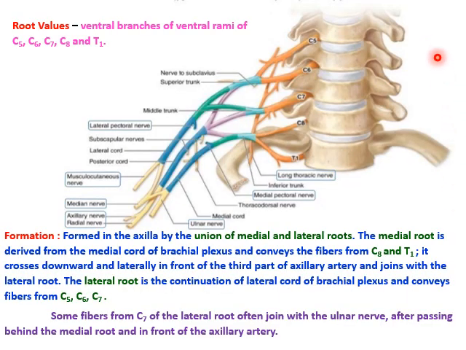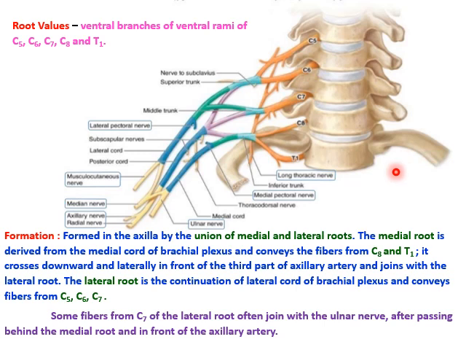Coming to its root value. The root value of the median nerve is the ventral rami of C5, 6, 7, 8 and T1. It has its fibers coming from all the roots that are forming the brachial plexus, because if we see the formation, we will come to know why it is so.